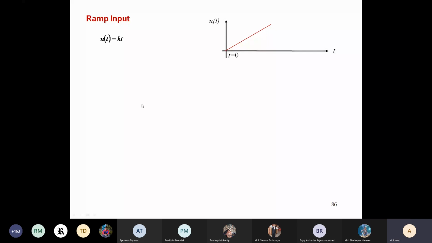That means it is possible that there is an input, in our case it will be sources. If there is a source that keeps on increasing with time, then that type of input is called the ramp input.